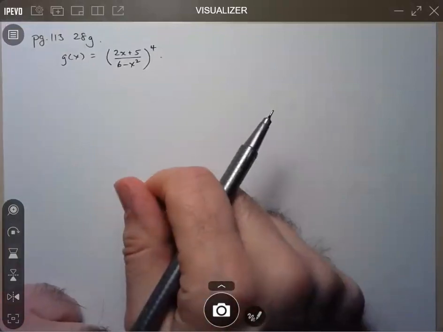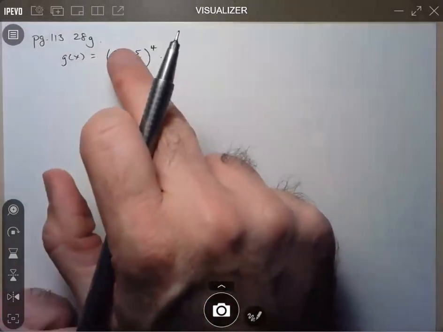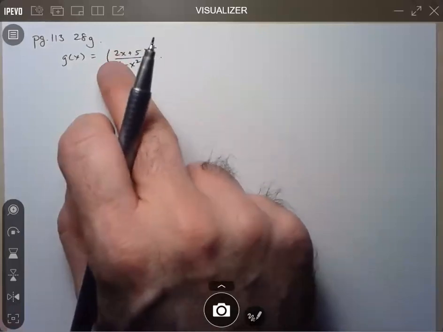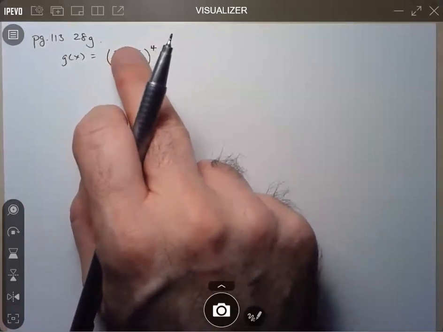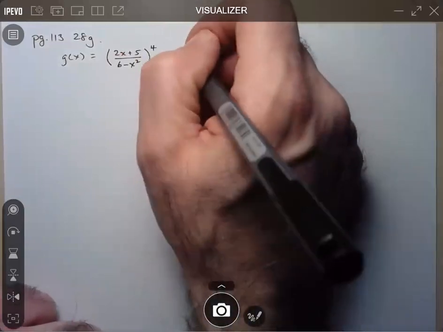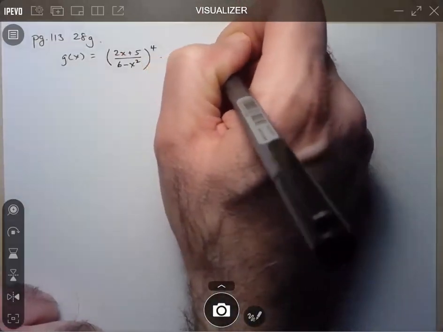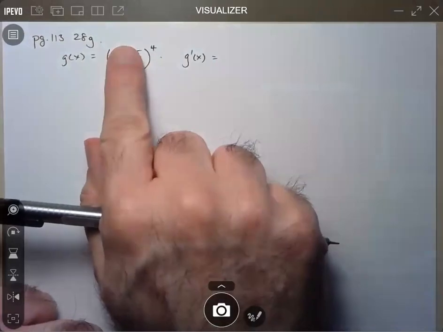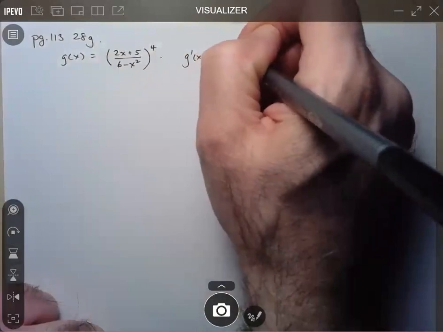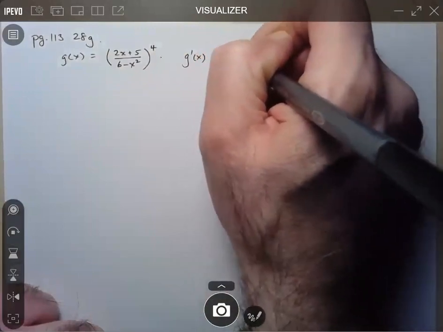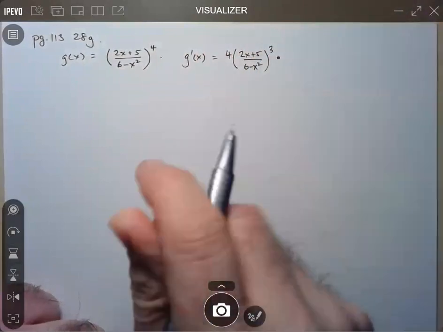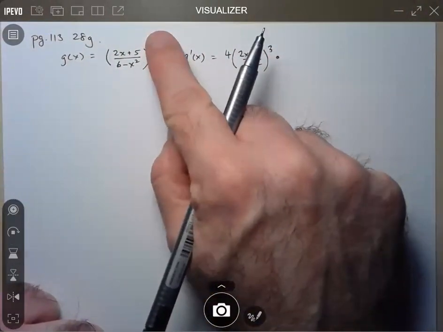So in this question here, what I'm seeing is this function inside my bracket will just be my inside function. And so my outside function is just some variable to the 4. So I'm going to let this be my u. All right. So when I take the derivative, I'm taking first the derivative of the outside function. So the derivative of u to the 4 is 4u cubed. And now I'm going to multiply that by the derivative of that inside function.